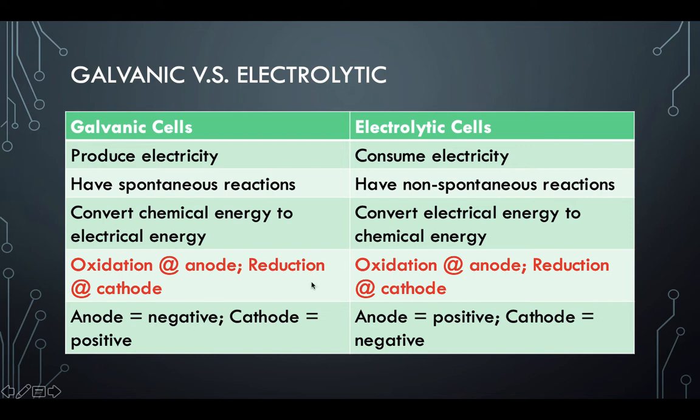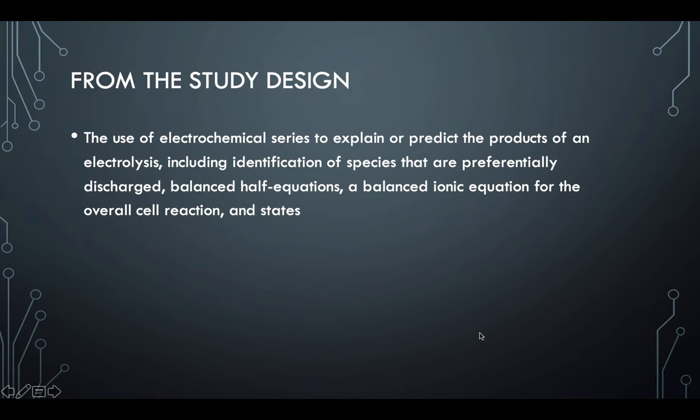As compared to these, the location of anode and cathode, because of this definition and because the reactions are reversed, in galvanic cells, the anode is at the negative end, whereas when you recharge it, the anode goes to the positive end. Okay? Now, from the study design, we need to be able to use the electrochemical series to explain or predict the products of an electrolysis, especially when there is competition.